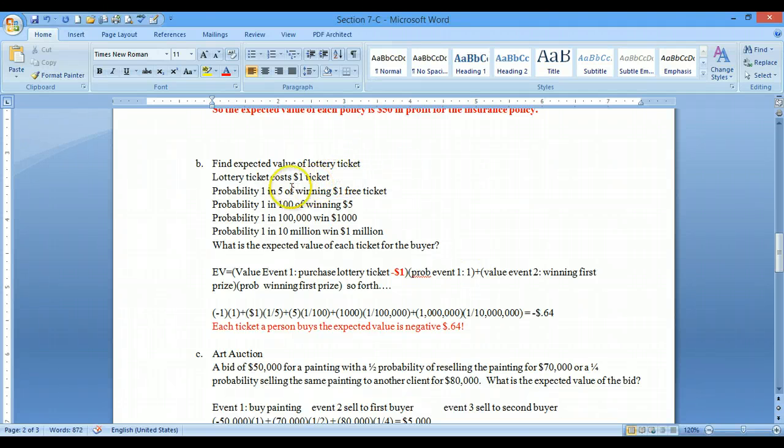So the first one, we have -1 times 1, which is $1 away from you, 100% being the probability. Now here we have $1 in a free ticket and the probability is 1 out of 5. Then we add it to the next one, which was a $5 prize, and the probability is 1 out of 100.